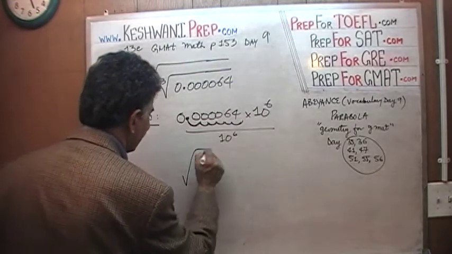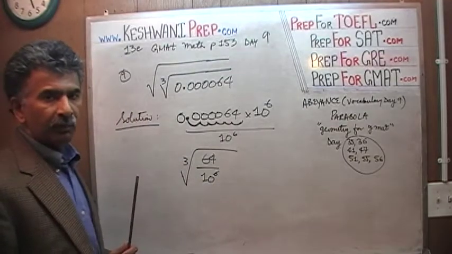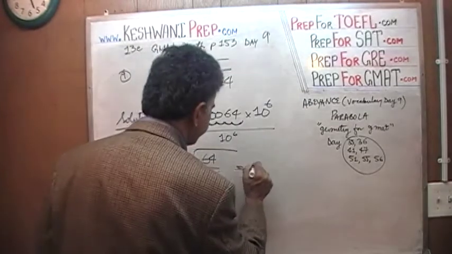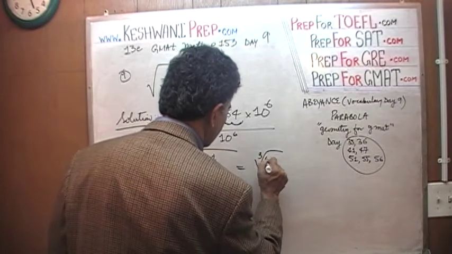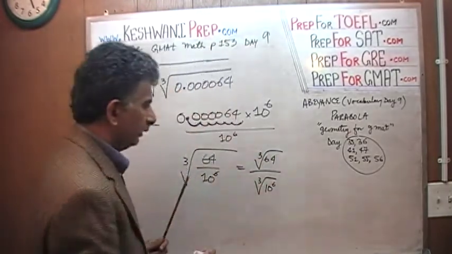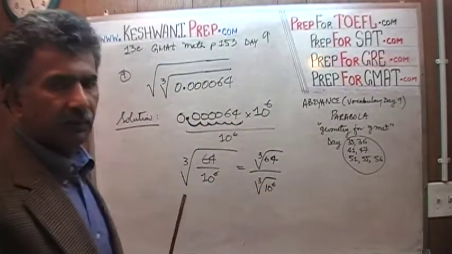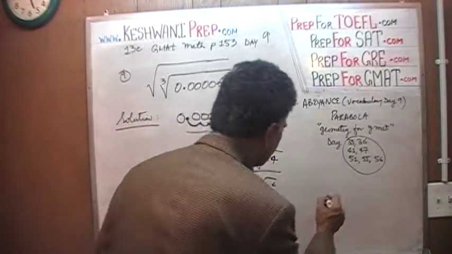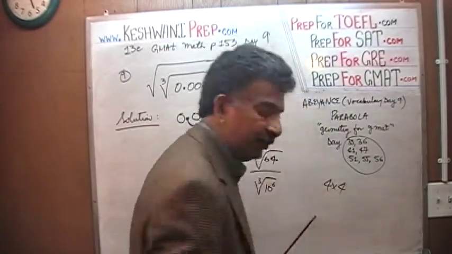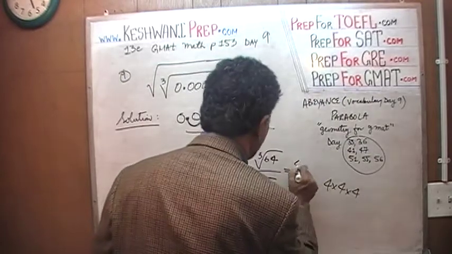Now we can figure out the cube root of it. What is the cube root of 64, and the cube root of 10 raised to 6? The cube root of 64: what number multiplied by itself and then again by itself is going to give us 64? Well, that's 4. 4 times 4 is 16, and 16 times 4 is 64. So this top part is 4.